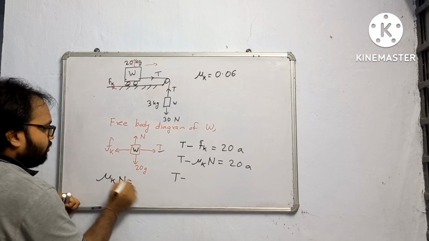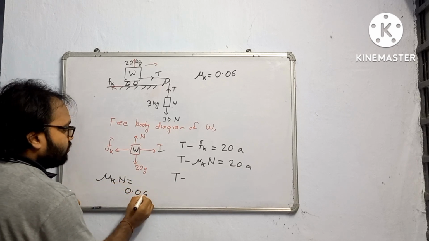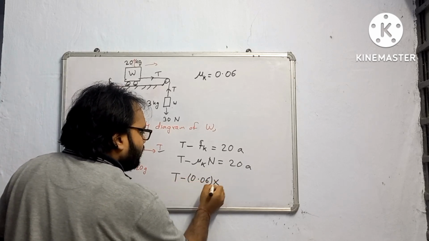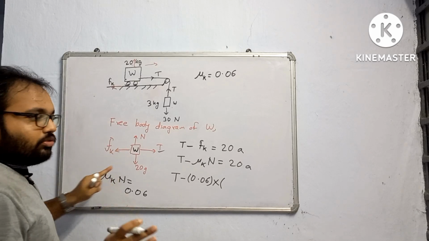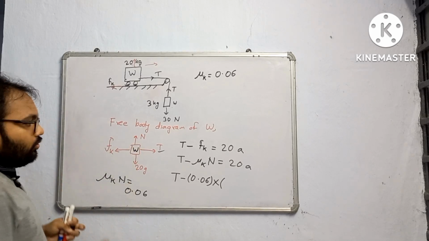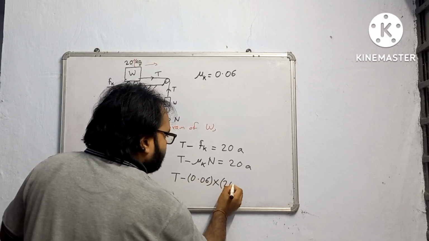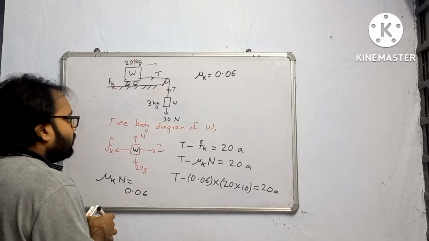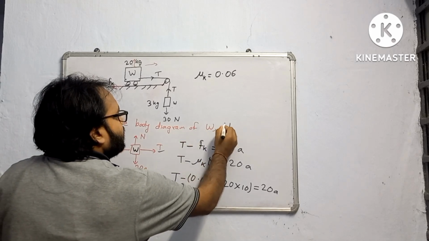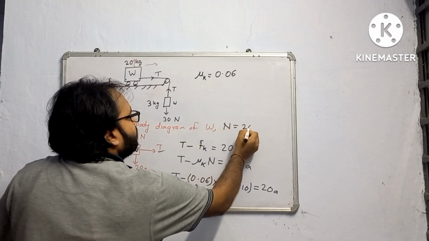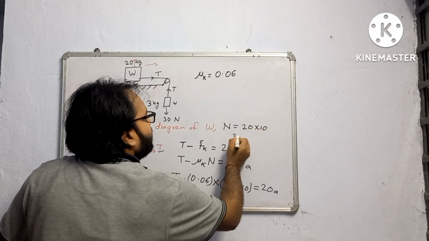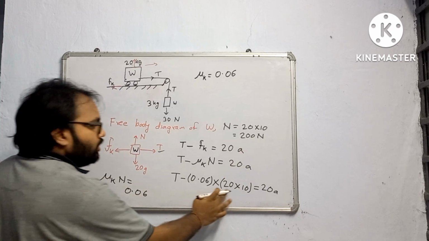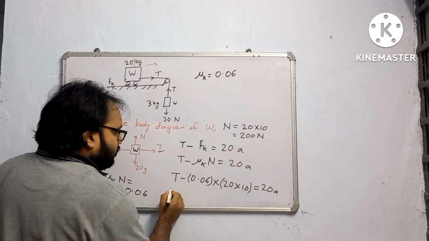In this case I am talking about, it is 0.06. I am writing here only 0.06 multiplied by normal. No vertical motion. Directly normal will be equal to mg, that is m into g, which is 20 into 10, equal to 200 Newton. This is the normal force. Mu k into N, solve this.